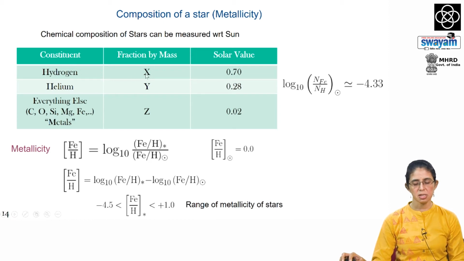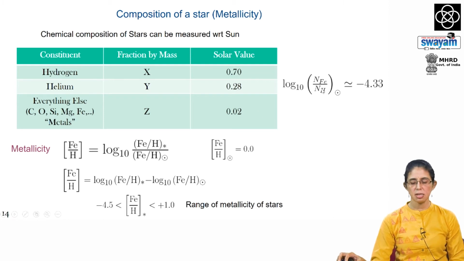So, hydrogen is represented by mass fraction X and comprises 70% of the sun. Helium is represented by the mass fraction Y, and the surface of the sun has 28% helium. These mass fractions are those that are obtained by analyzing the spectral lines from the sun, and everything else, that is carbon, oxygen, silicon, magnesium, iron, etc. These are also known by the term metals, and these are characterized by a single mass fraction Z, whose fraction is given by 2%.